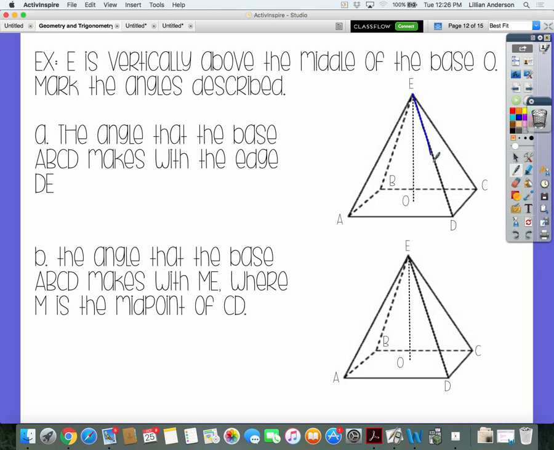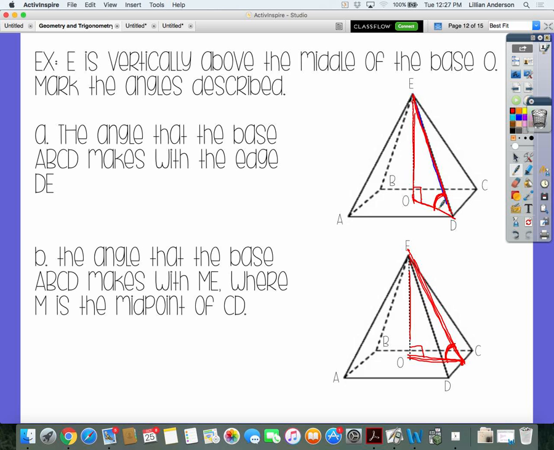For this one, you should have had DE going along the side and the bottom plane to create your right triangle. You should have had that one there. For B, the bottom plane makes with NE, which is the midpoint. We've had practice with this. It should have been this triangle here. Sorry, let me reiterate. It's this angle and then this angle here. I apologize.